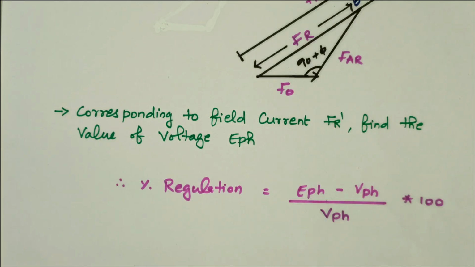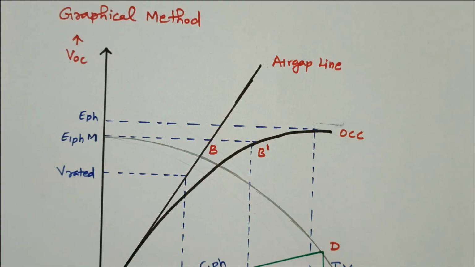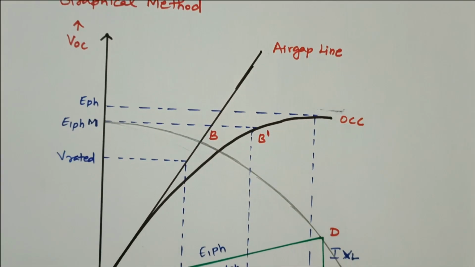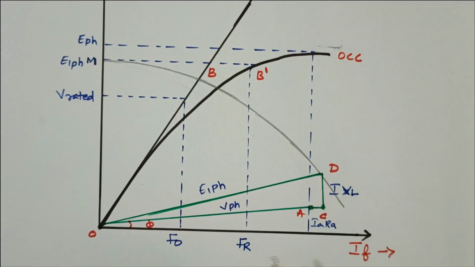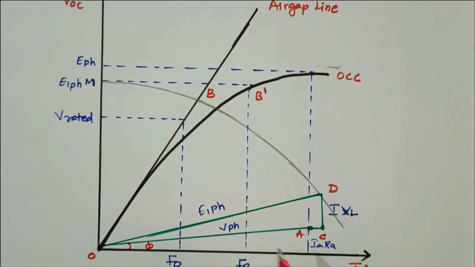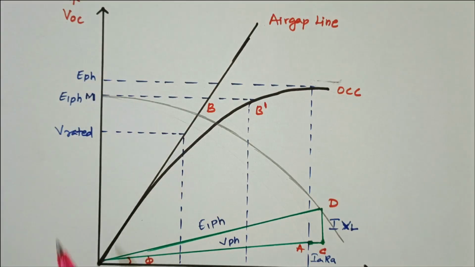And one more method is there, one more procedure, the graphical method. Now we'll see how to find it using the graphical method. So this is the graphical method. First we will refer to the graph, then we will see the procedure. Here IF is on the x-axis, and open circuit voltage on the y-axis.